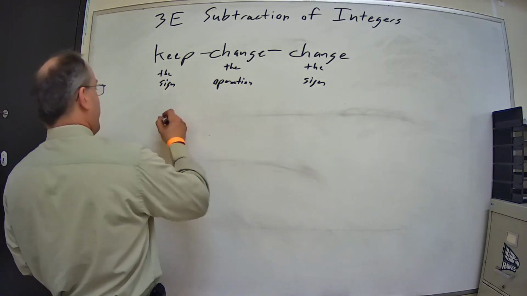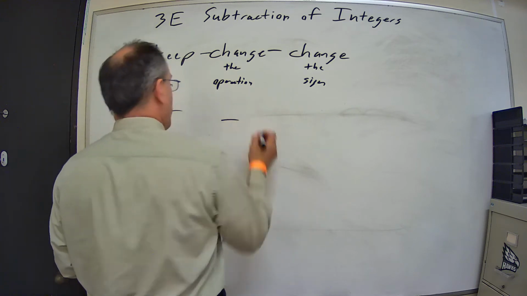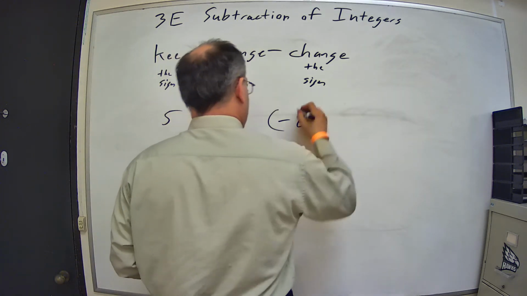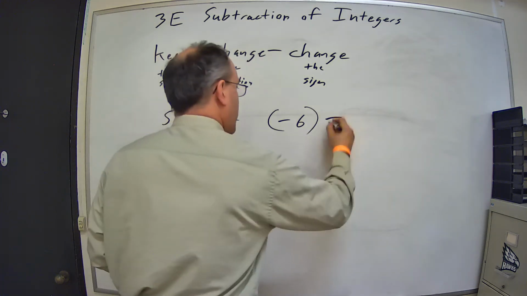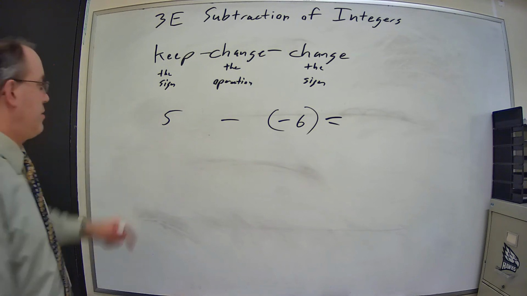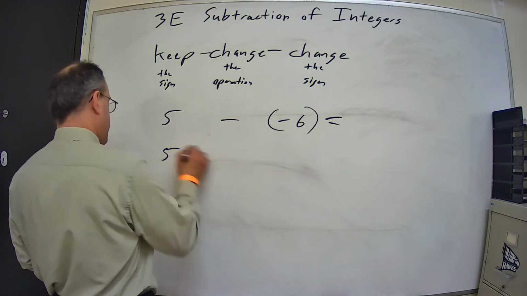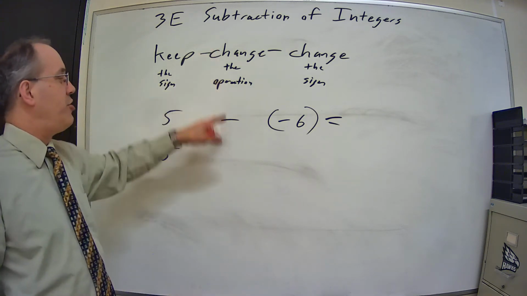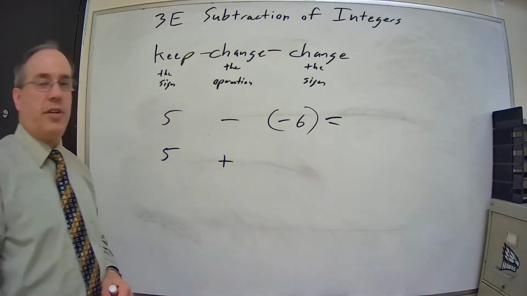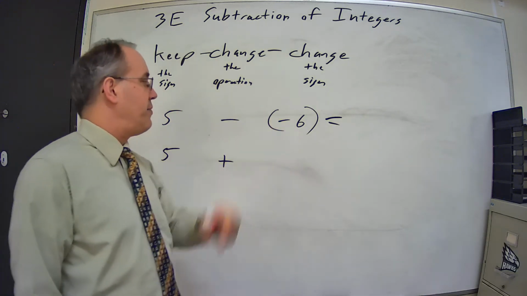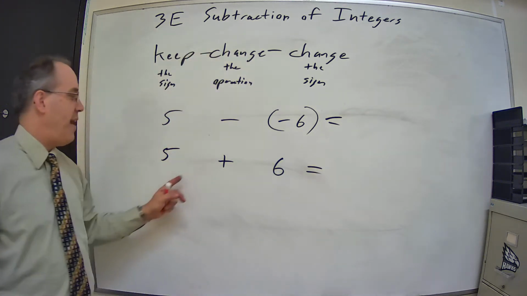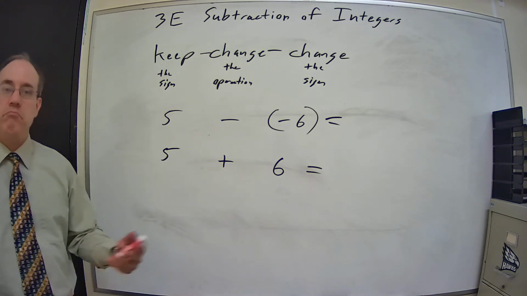What if I have 5 minus -6? Well, this tells me keep the sign of the first one. So it's +5, it's going to say +5. Change the operation from subtraction to addition, so it becomes addition, and change the sign of -6 to +6, and we have 5 plus 6 is 11.